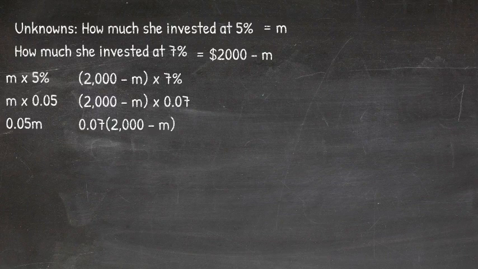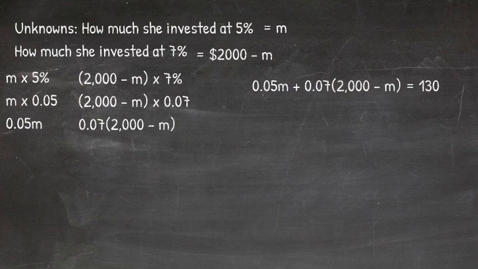Now that we've got notation covered, let's get to creating our equation. So, the amount she invested at 5%, 0.05 M, plus the amount she invested at 7%, 0.07, multiplied by 2,000 minus M, is all equal to the $130 that she earned.